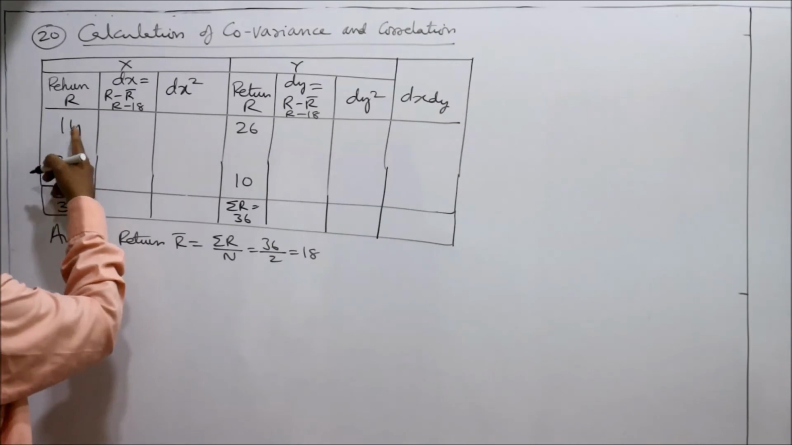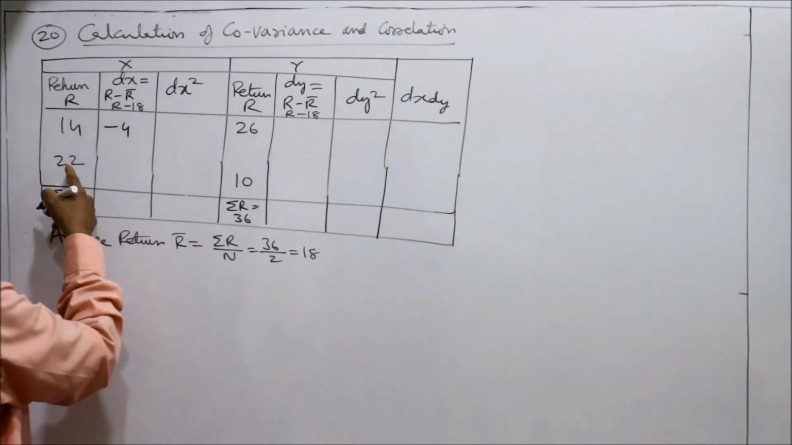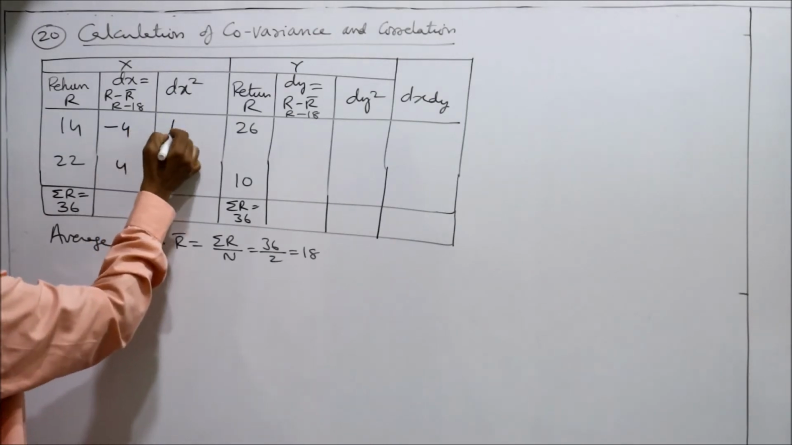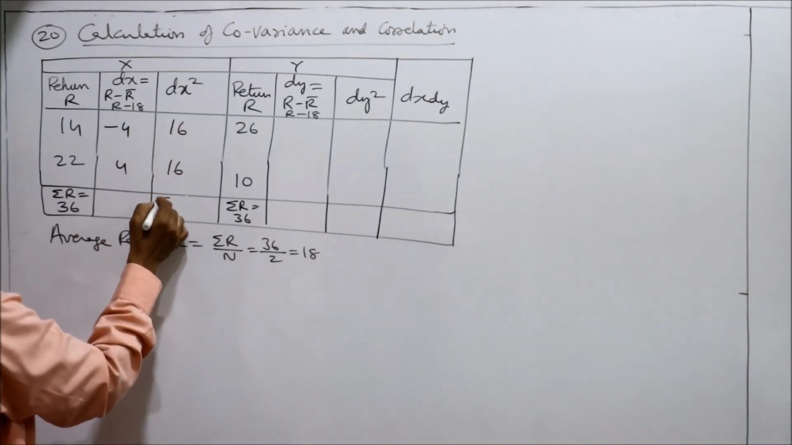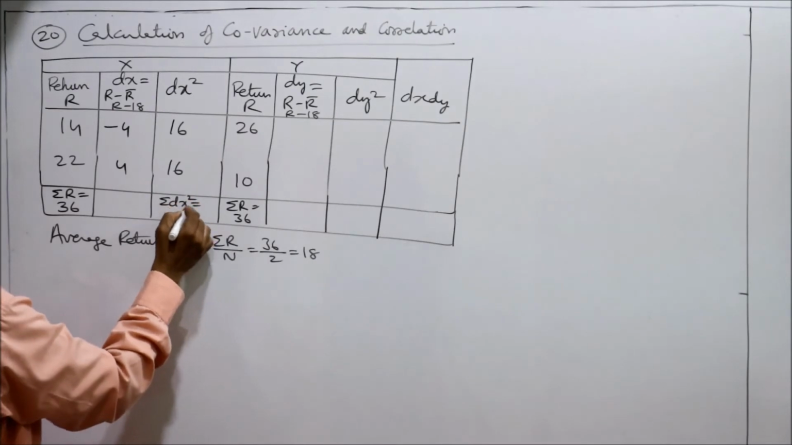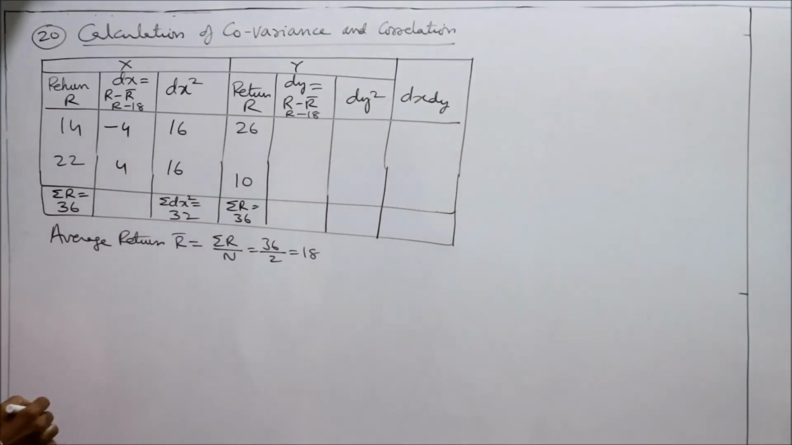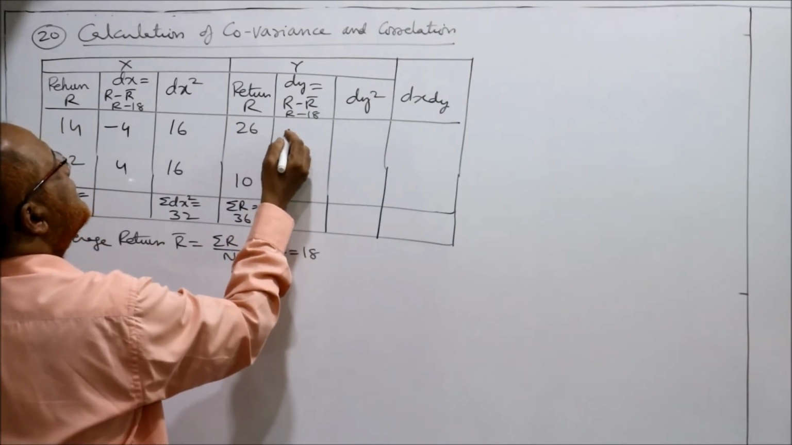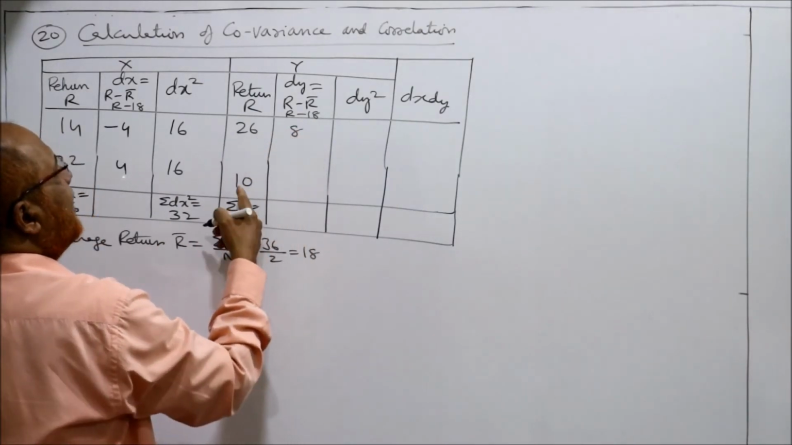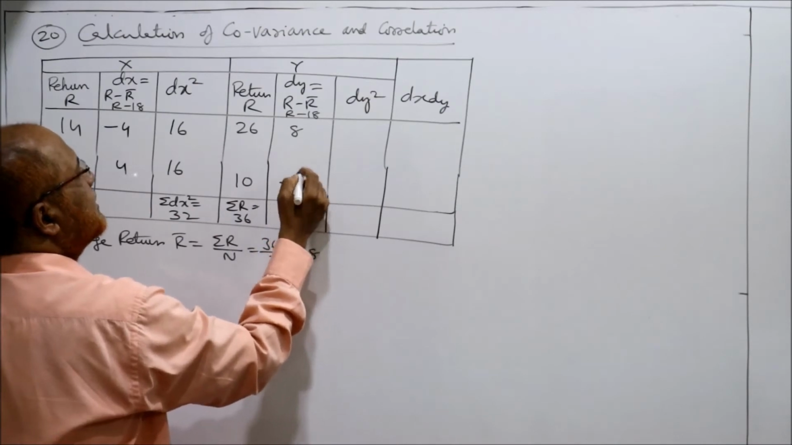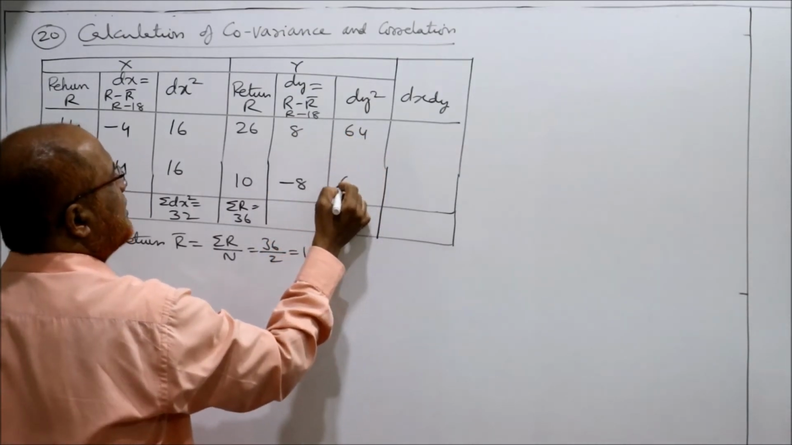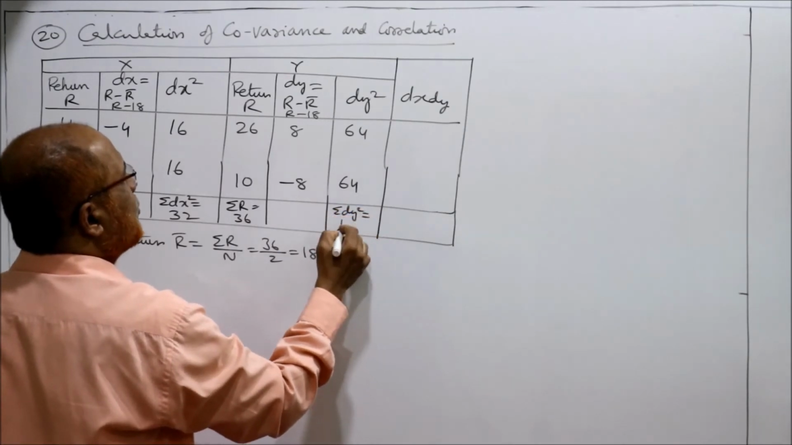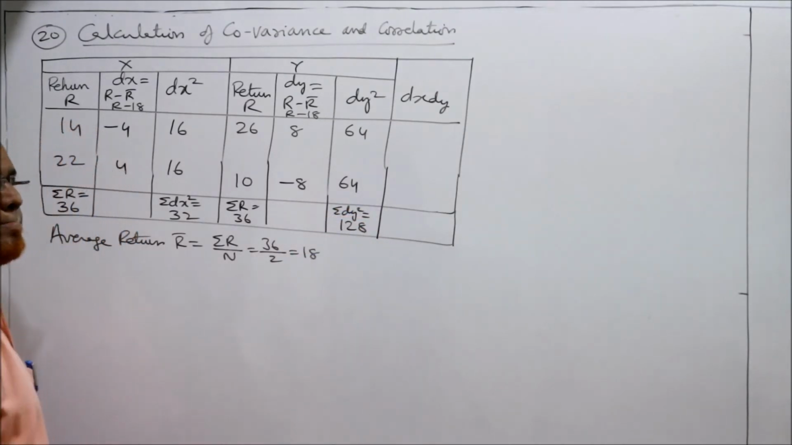Now we subtract. 14 minus 18 is minus 4. 22 minus 18 is plus 4. Now square it. 4 4s are 16, 4 4s are 16. So summation dx square is equal to 32. Here 26 minus 18 is 8, and 10 minus 18 is minus 8. 8 8s are 64, 8 8s are 64. Summation dy square is equal to 128.